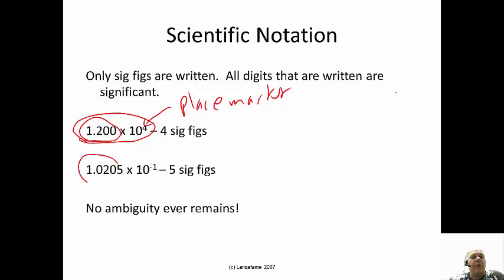In the following number, 1.0205 times 10 to the minus 1, again, the prefix are all the significant digits, so there's 5 significant figures here, and the 10 to the minus 1 is simply the place marker. That's telling me that to get the decimal point after the 1, I had to move it 1 place to the right of where it started. So if I were to write it as a normal decimal, it would be 0.10205. No ambiguity ever remains. There's no need for zeros simply to indicate decimal position. And that's the only real advantage of scientific notation.